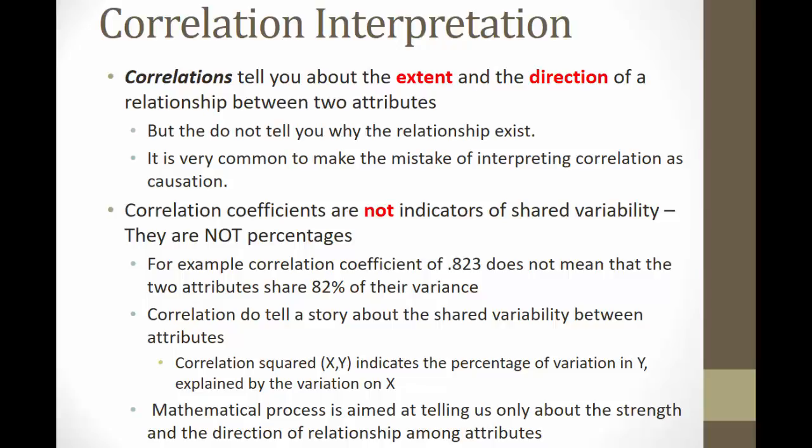So remember, the mathematical process in correlation is only aimed at telling us about the strength and direction of the relationship among attributes, nothing about causation and nothing about shared variance by itself.